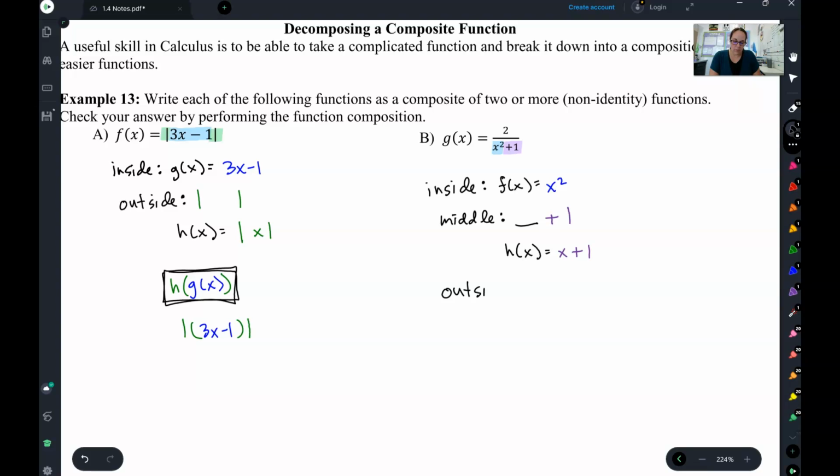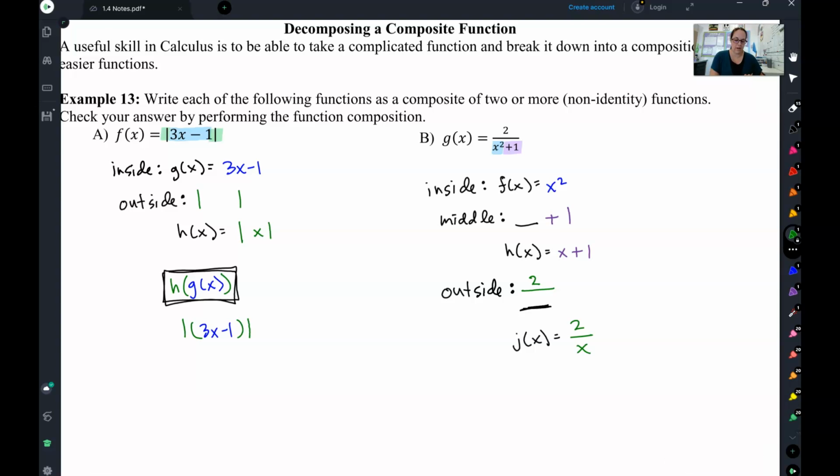Now I can do my outside function. So I can say, okay, what's happening to this x squared plus 1? Well, it's 2 over the x squared plus 1. That's what's going on here. 2 over x squared plus 1. So let's call that one j of x, where that is 2 over whatever is happening, 2 over x.